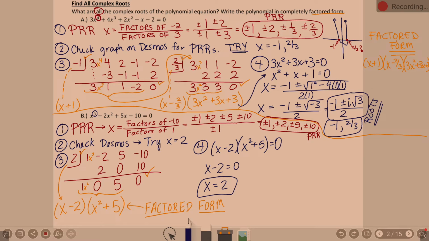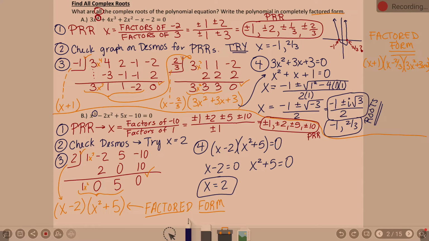Nice part is, when I set x squared plus 5 equal to 0, I don't have to use quadratic formula in this one because there's no x term. Because there's just a squared term and a constant term, we don't have to use quadratic formula. It won't factor, unfortunately.